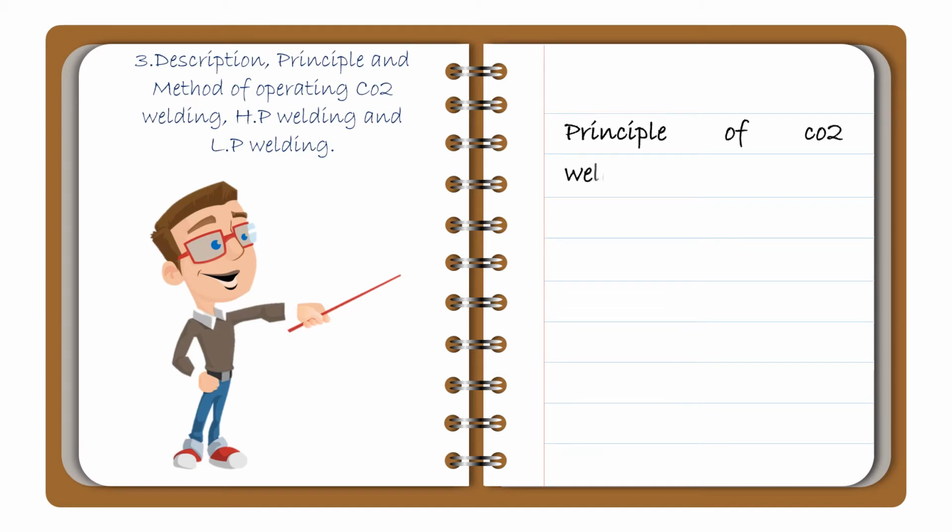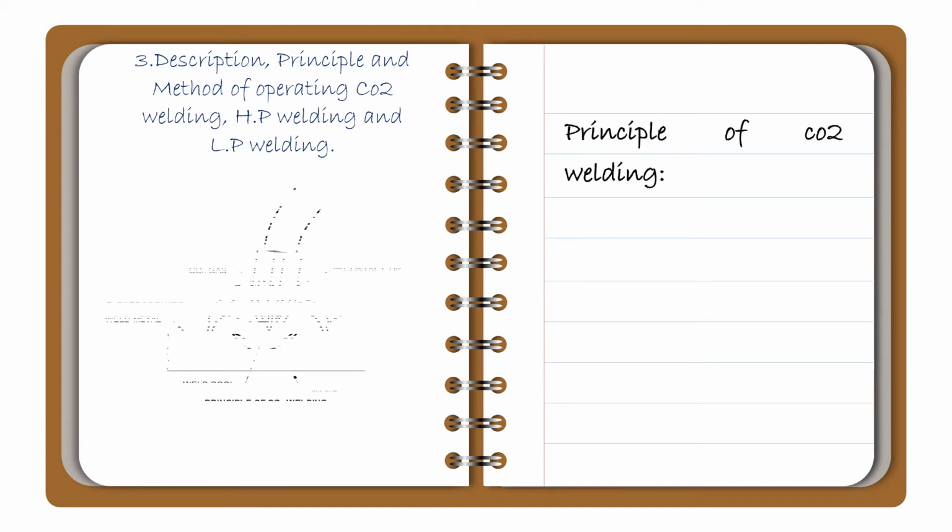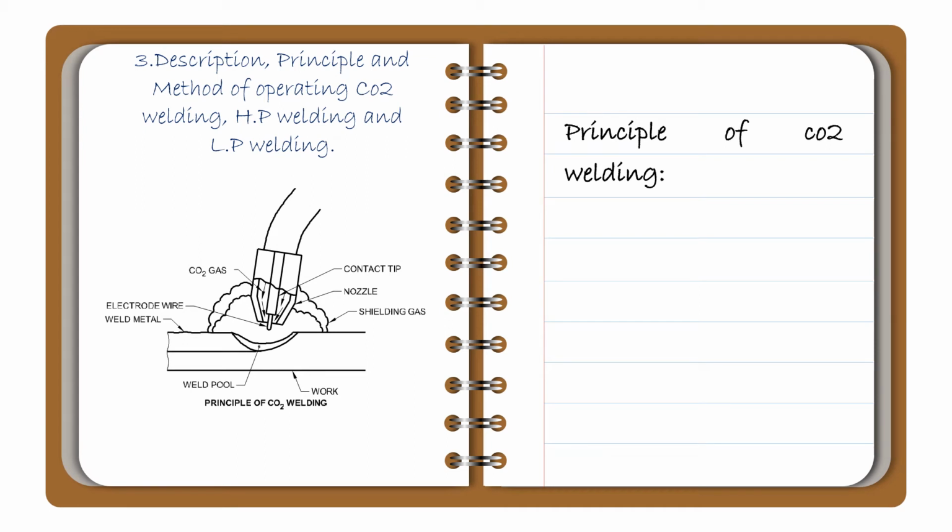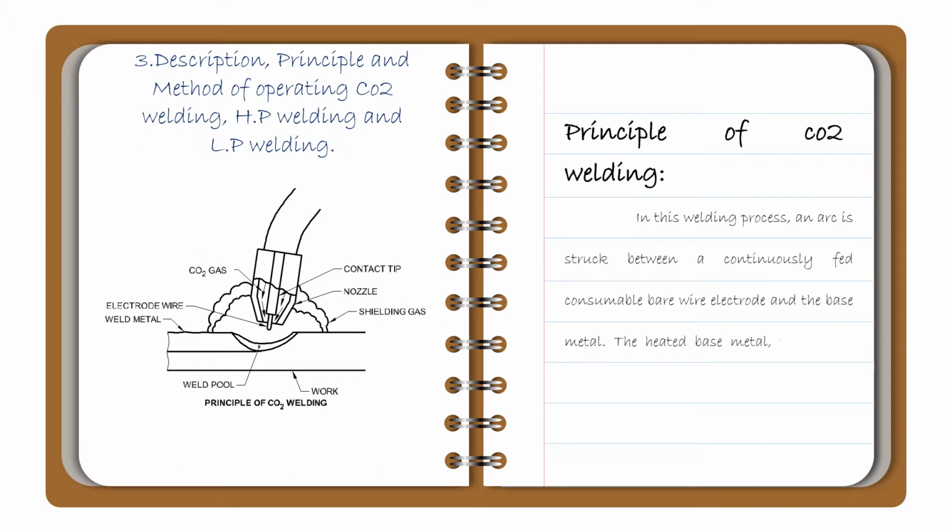Next, we are going to see the principle of CO2 welding. In this welding process, an arc is struck between a continuously fed, consumable bare wire electrode and the base metal. The heated base metal, the molten filler metal, and the arc are shielded by the flow of inert or non-inert gas passing through the welding torch or gun.